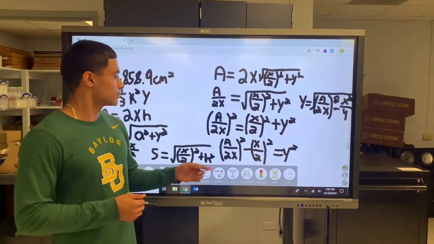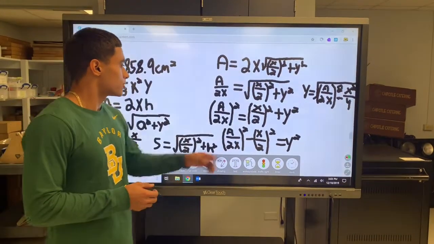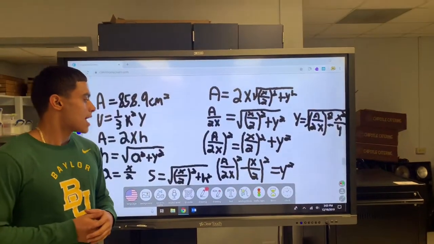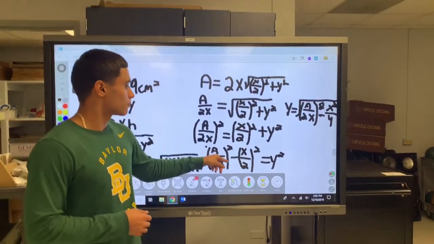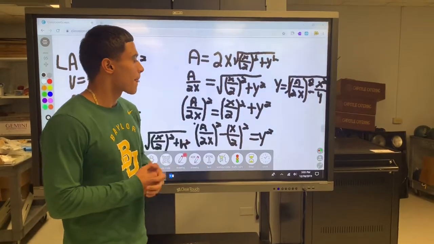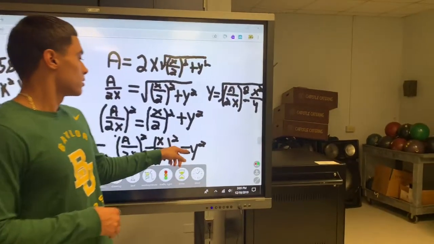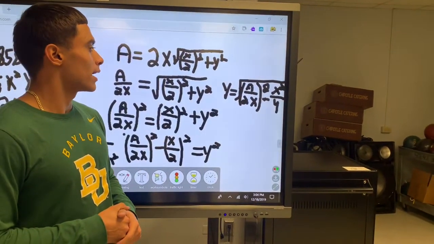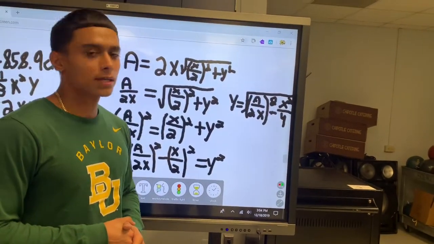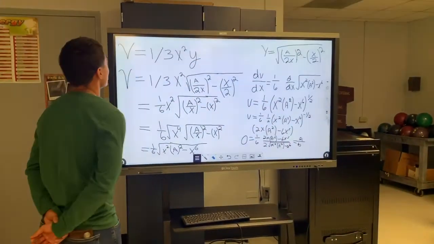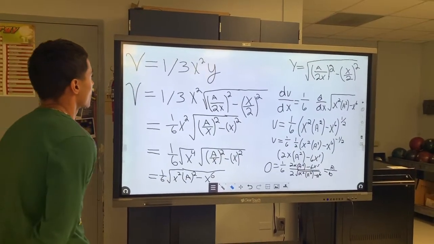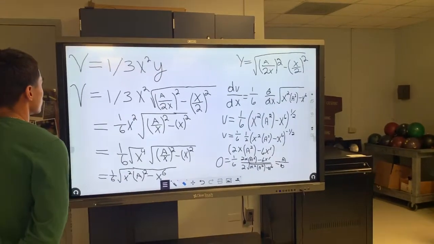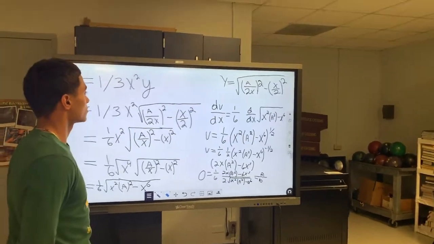You continue to get y by itself by subtracting (x over 2) squared on both sides of the equal sign, which gives you (A over 2x) squared minus (x over 2) squared is equal to y squared. Finally, to isolate y, you square root both sides, which gives you y equals the square root of (A over 2x) squared minus (x over 2) squared. We'll use the equation V equals 1/3 x squared times y. We plug in what we found earlier, which is y equals the square root of (A over 2x) squared minus (x over 2) squared.